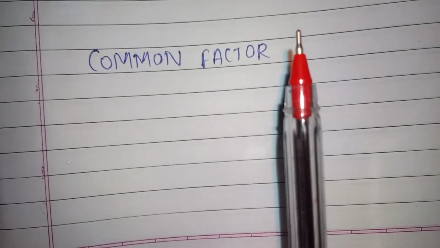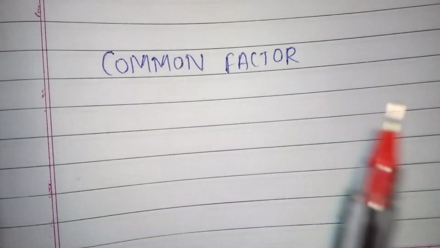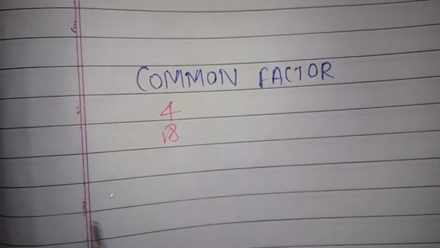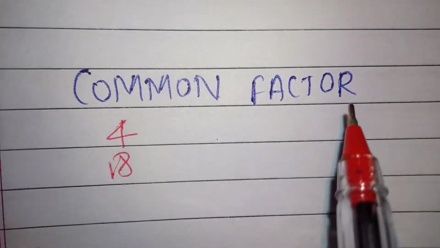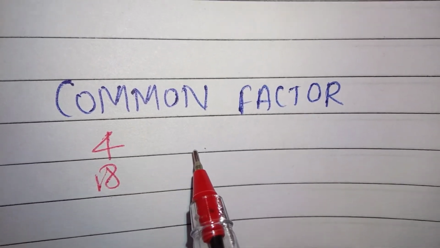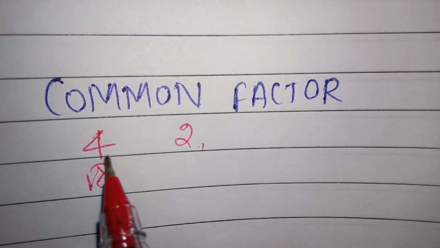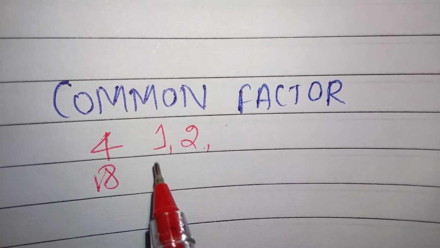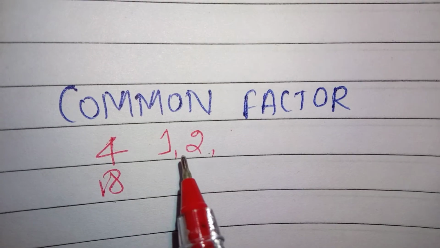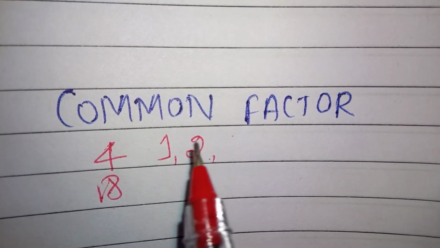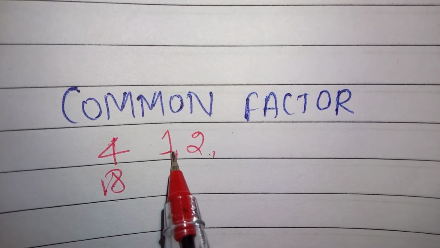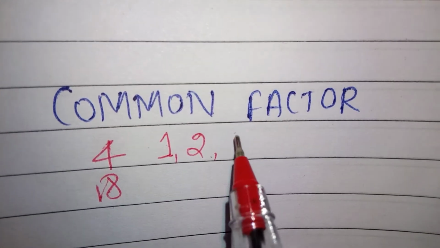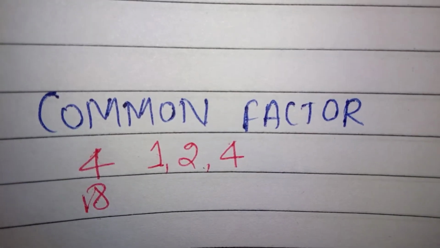Let's move to the next topic, that is common factors. Let's take the example 4 and 18. What are the factors of 4 and 18? First, 1 will always be there, because all numbers are multiplied by 1 or divisible by 1. So for 4: 1 into 4 is 4, and 2 into 2 is 4.